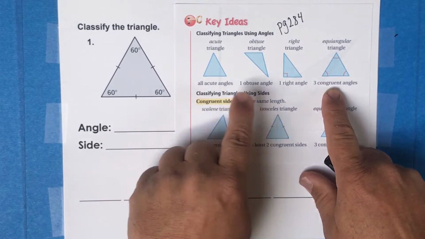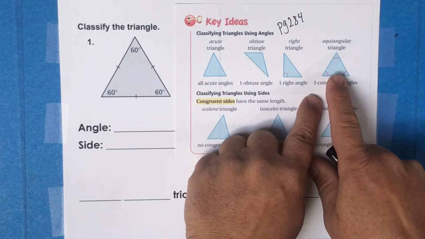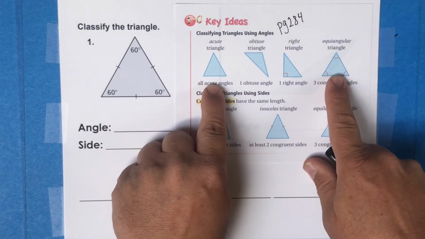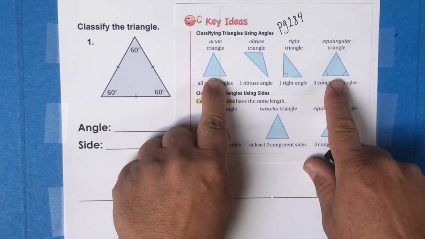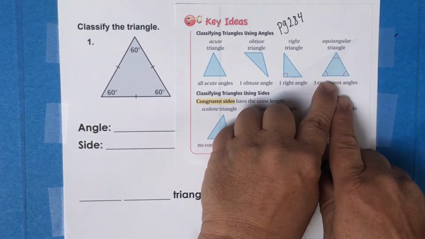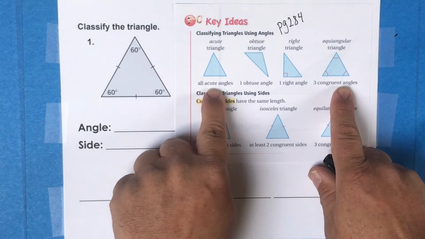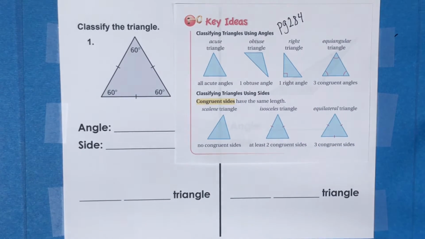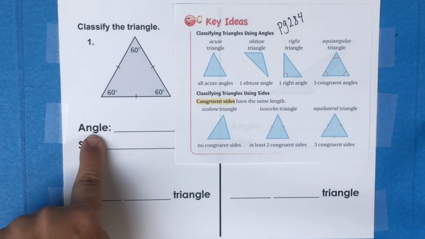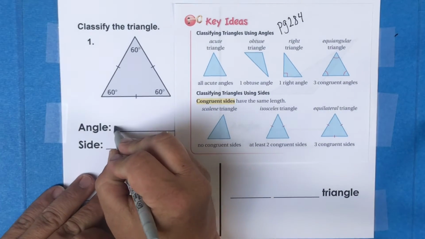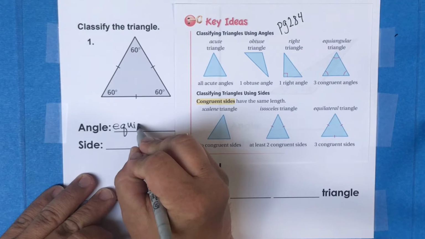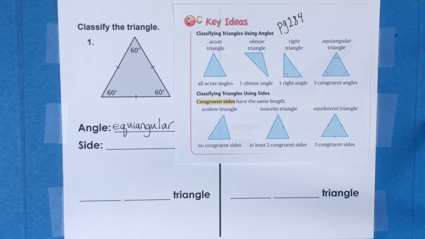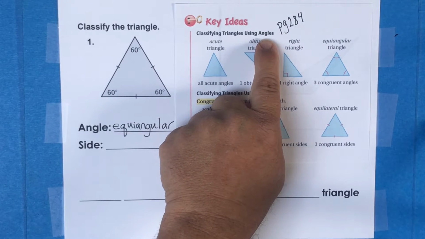Now, because we know in order for them to all be equal, they all have to be acute as well. So in this case, an equiangular triangle would also have all acute angles, so we would refer to it as an equiangular triangle. So the first way we're going to classify this is calling it an equiangular triangle. So it's equiangular based on angle measurements.